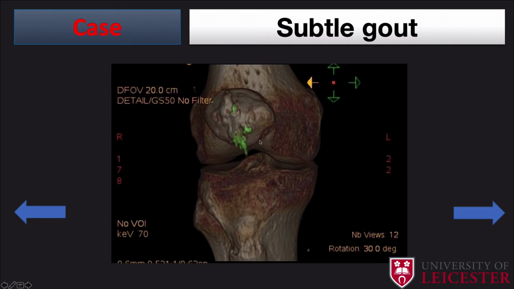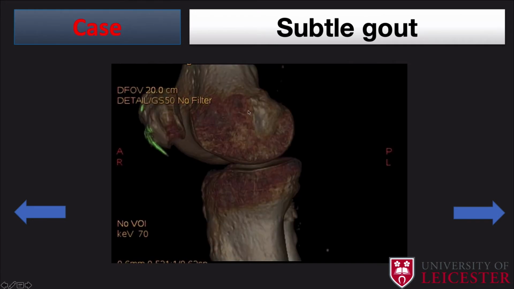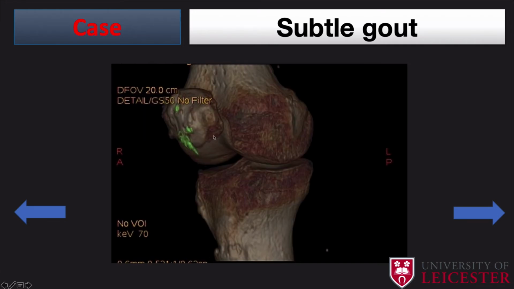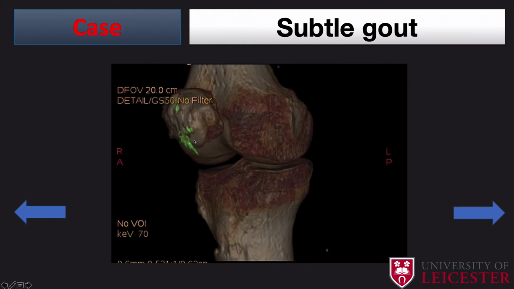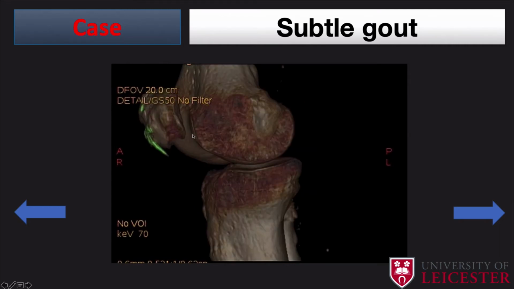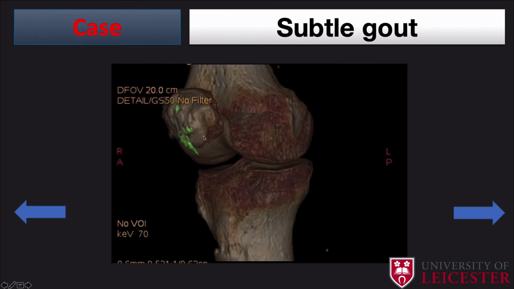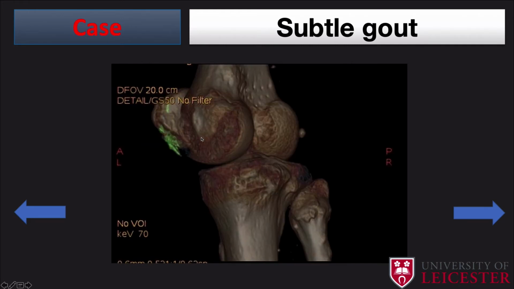And as a result of that, it's able to determine whether this is urate deposition, which is highlighted here in the green, or whether this is calcification, which is just the typical bone that you've got. And you can see how beautiful some of these 3D reconstructions can be because you can see the deposition of gout. So this is subtle gout presenting within the patella. So it's something to really be aware of. And this is quite easy. It's non-invasive, this CT, and it just confirms that this patient has their first ever presentation of gout in the knee.